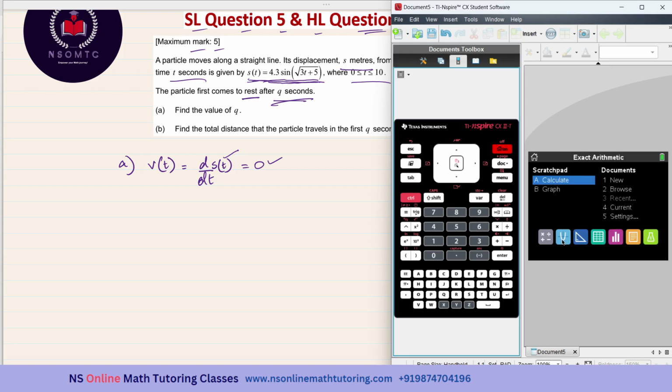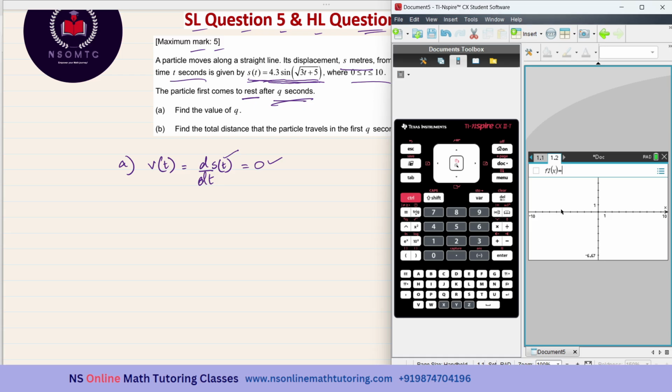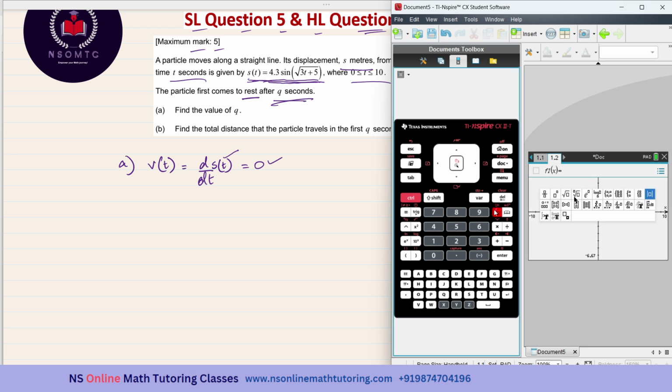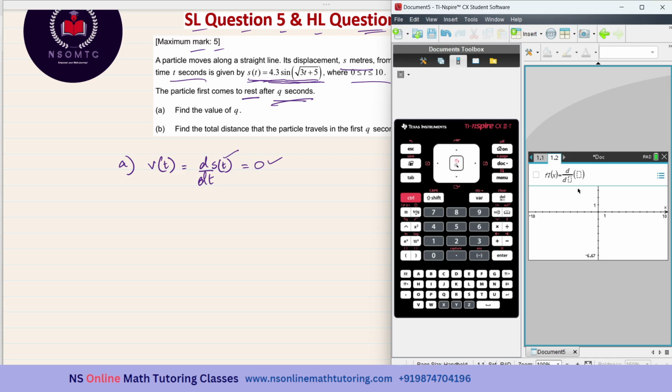Let us go to the graphs. Actually, I prefer the graphs more, so I often come to the graph section. And I will be graphing the velocity expression, d/dt of s of t. So I go to this place and it is this. I have to write x because the graph will not understand if I take t. So d/dx of, instead of s of t, it will be s of x. So wherever I am having t, I'll be writing x. So it is 4.3 times sine of square root of 3 times x plus 5.